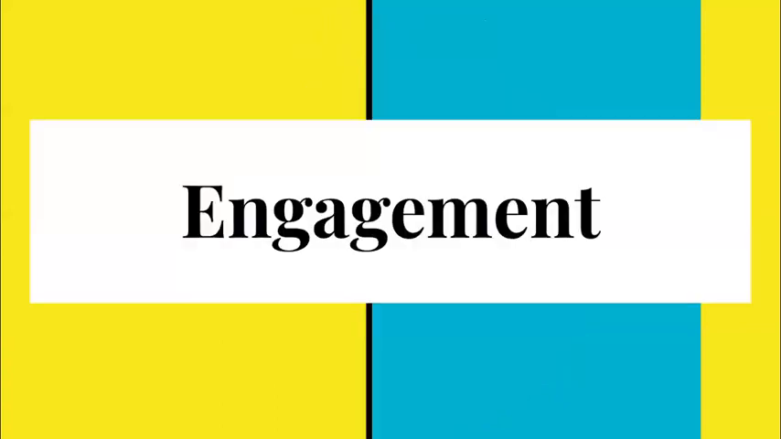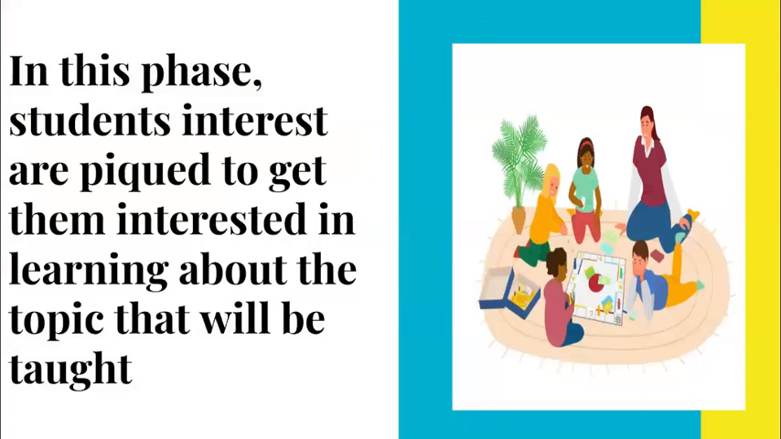So let's look at the stages individually in a bit more detail. So the engagement phase, what goes on here? In this phase, students' interests are piqued to get them interested in learning about the topic that they will be taught. How do we achieve this? If you look at the picture I have here to my right, it can be done through playing games, singing songs, through questions and answers, something fun, showing them a video, something that will get them really excited, right?